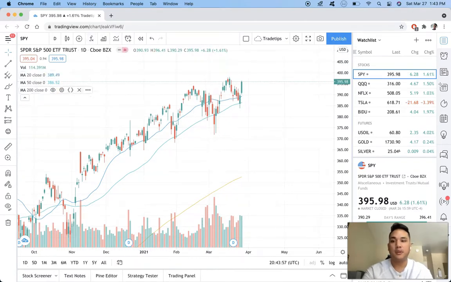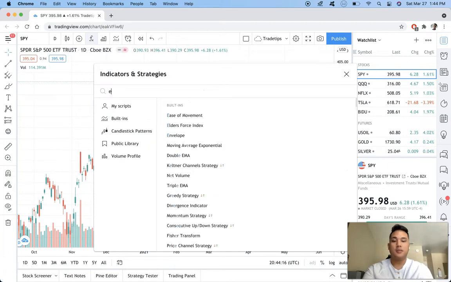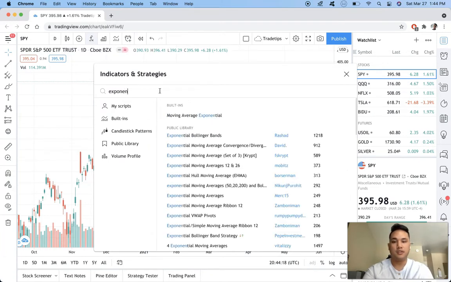So I do actually want to make a quick adjustment. What we're going to do is, instead of using the regular moving averages, we're going to move towards the exponentials. So I'm in the process right now of removing all of those. I'm going to leave the volume on for now. We're going to go back to the top left, find indicators and strategies, and type in the word exponential.